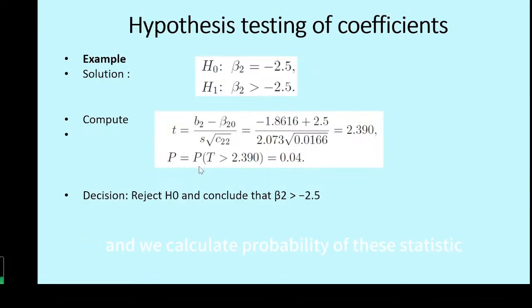And we calculate the probability of this t-distributed statistic being larger than 2.39, which is 0.04. So this is the p-value from the data. We can see the p-value is less than 0.05, which means this t statistic is located in the shaded area beyond the t critical value on the right side, right? So we conclude that we reject H0 in favor of H1. So we conclude that beta 2 is larger than minus 2.5.